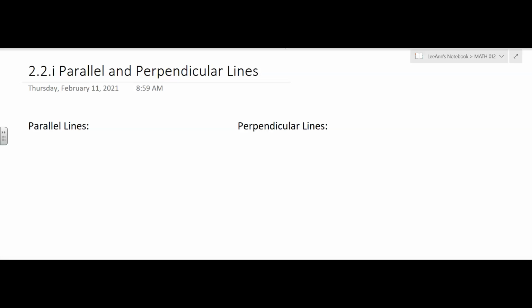Sometimes lines are parallel, and parallel lines, they're like railroad tracks. They have the same distance apart between them. So if you look at it a little closer, your rise and run, it's the same for both lines. So the slopes are the same. Slopes are equal.